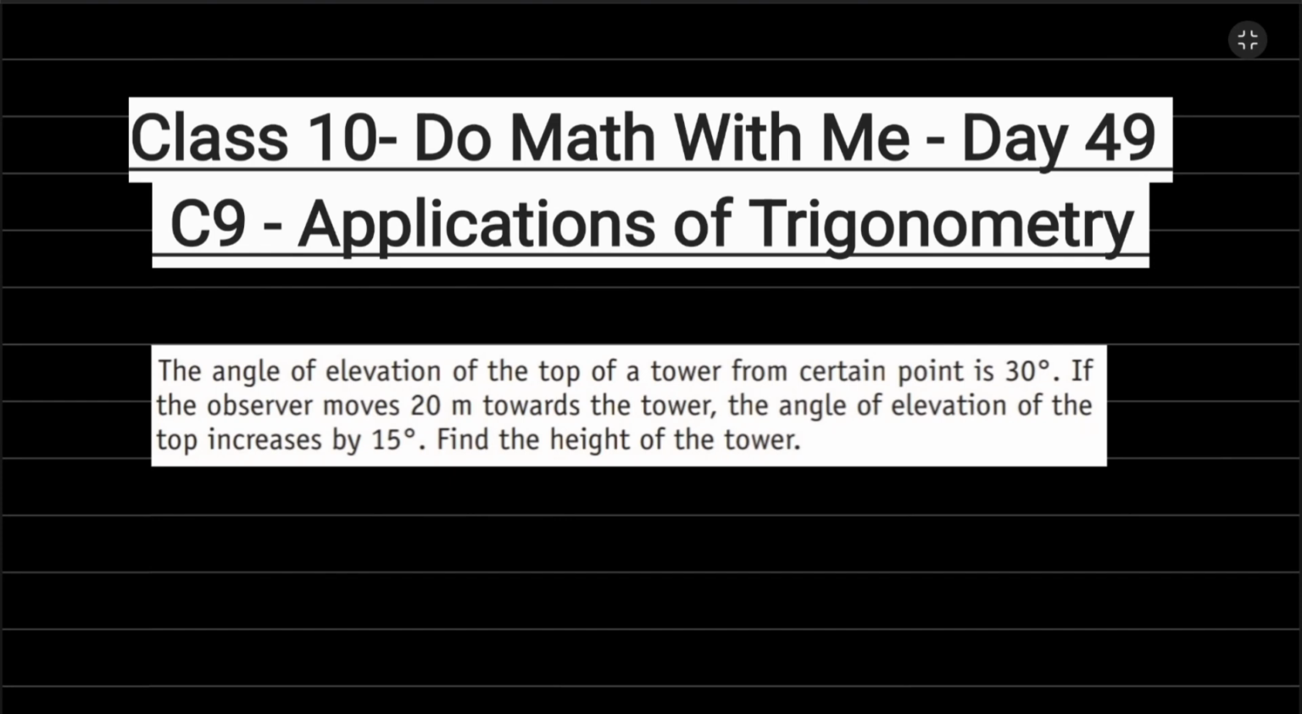Let's get started. The very first question of the day is: the angle of elevation of the top of a tower from a certain point is 30 degrees. If the observer moves 20 meters towards the tower, the angle of elevation of the top increases by 15 degrees. Find the height of the tower.